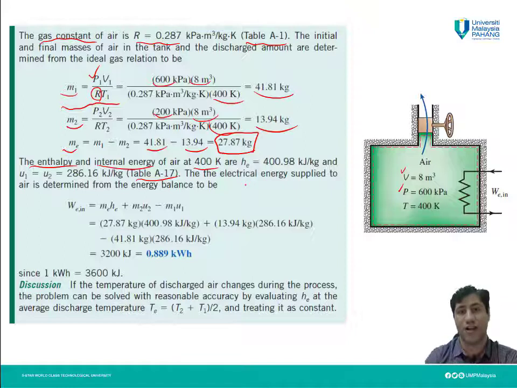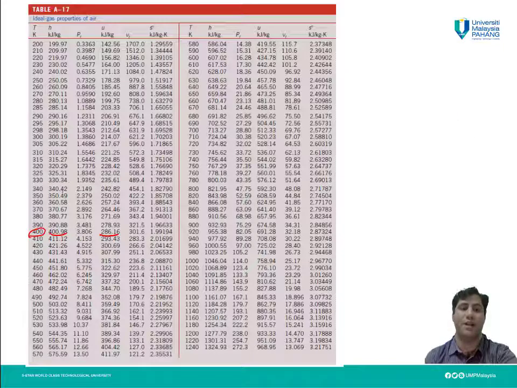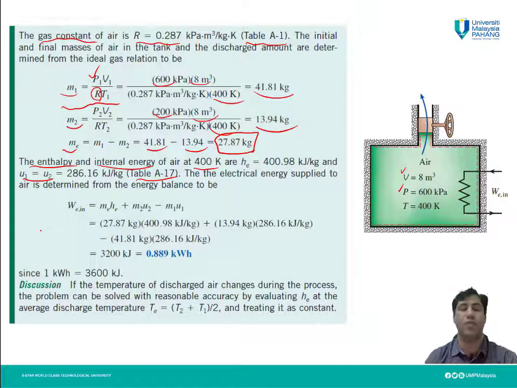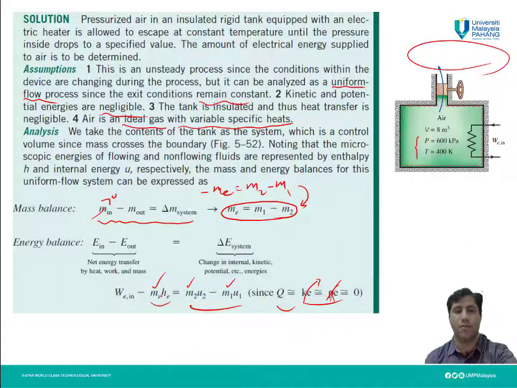And because the temperature of the air is constant during this process, U1 is equal to U2, because U is dependent only on temperature for ideal gases. So if temperature is constant, it means U, or internal energy, is also constant. U1 equals U2 equals 286.16 kilojoule per kilogram. So we have HE, U1, U2. Then this is the equation which we have by restructuring, just transferring MEHE to the right side of the equation.